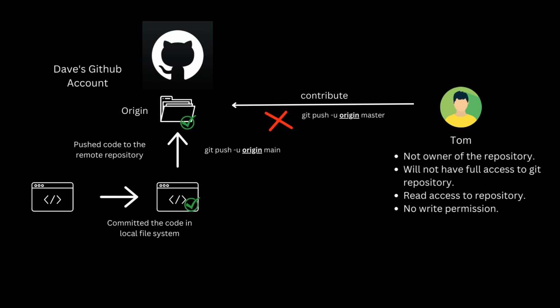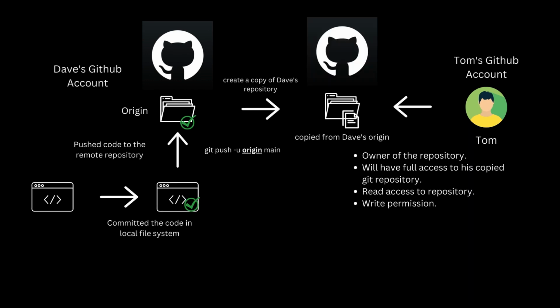Here comes the concept of origin and upstream. Dave's origin repository will be the upstream repository for Tom. Let's discuss how Tom can add his code to Dave's repository. The first thing Tom has to do is create a copy of Dave's repository in his account, so that Tom will be the owner of the newly copied repository. This process of copying a repository is called forking a repository. This copied repository will contain all the source code from Dave's repository.